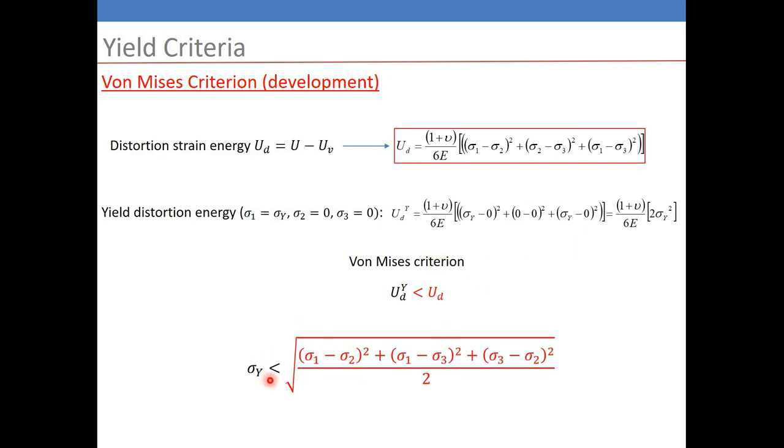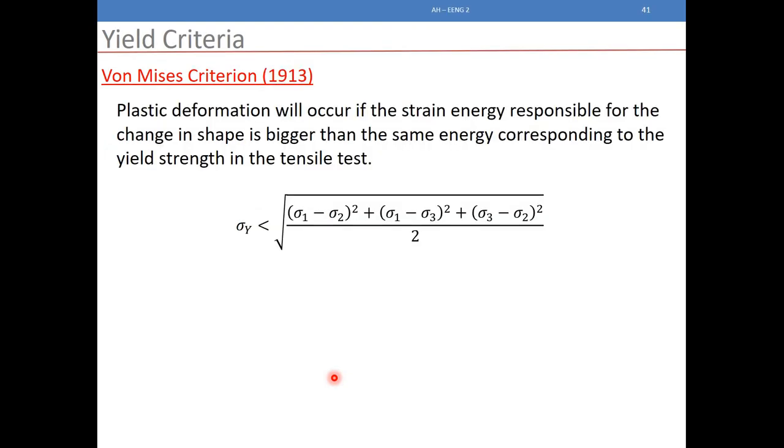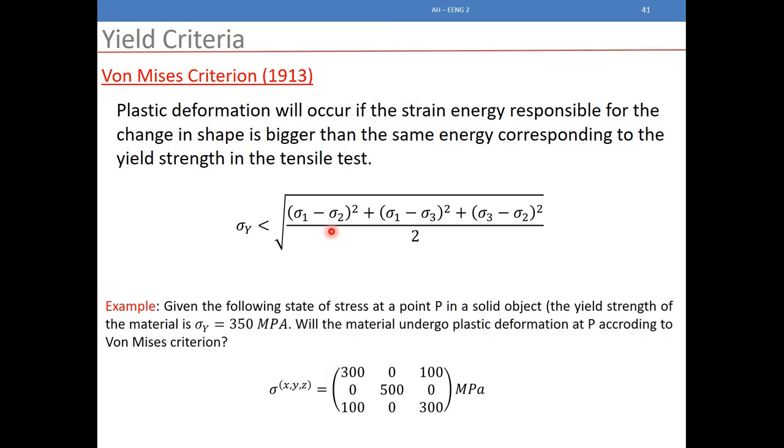So how to use the von Mises criterion? The first step, we calculate the three principal stresses. If I don't have the principal stresses, then we calculate this term, this square root here, and we compare it to sigma y. If it's greater than sigma y, we will have plastic deformation. That's it. That's how we use the von Mises criterion. So that's the summary here.